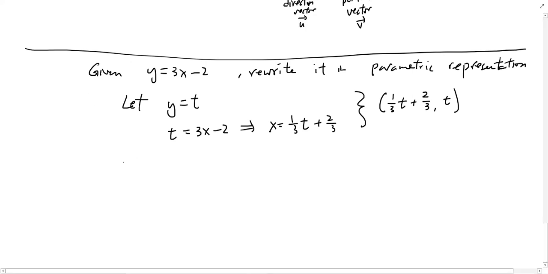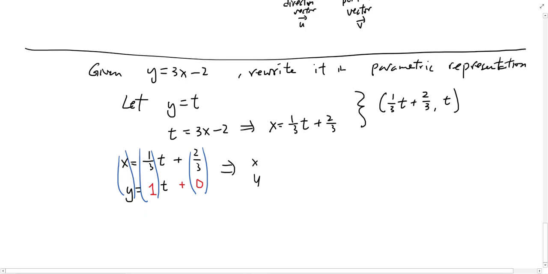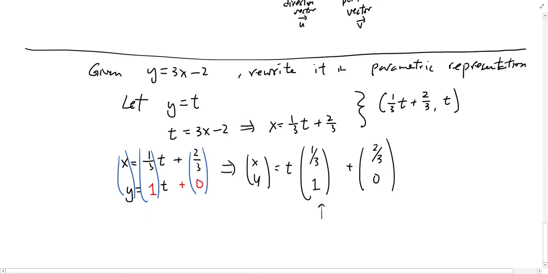So if I go ahead and do this, I'm going to say x equals 1/3 t plus 2/3, and y is equal to t. So I'm going to do the same thing like last time. I'm going to put a 1 right here, and say it's plus 0. And then we'll group them together into vector form. We'll say xy equals t times (1/3, 1) plus (2/3, 0). So this is my vector u and this is my vector v.